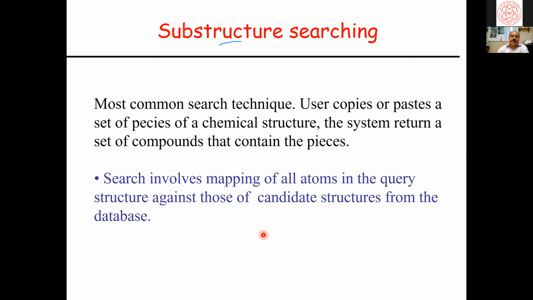Secondly, you can do a substructure search. This is the most common search technique. You copy or paste a set of pieces of chemical structure and the system returns a set of compounds that contain the piece. So suppose you want a molecule that has a benzene ring, you define it as a substructure, and then the database will throw back all the compounds that have that substructure, the benzene in the molecules, and so you can now screen those subsets of molecules having benzene for further interaction analysis.